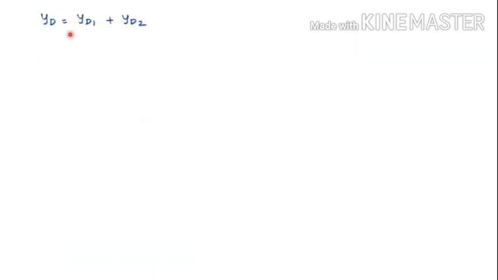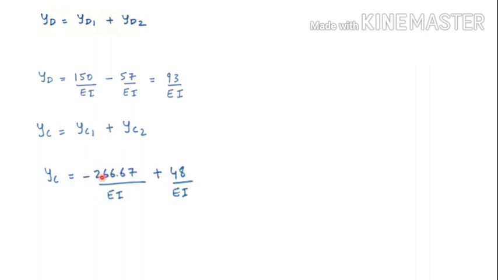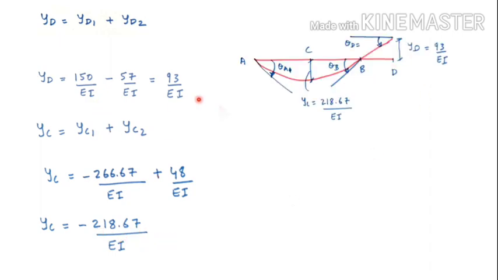Now we can find the ultimate or the net value of deflection at D, YD equals YD1 plus YD2. So YD1 150 by EI, this is upward above the datum, minus 57 by EI, this is YD2 below the datum. So the net deflection at joint D is 93 by EI. Similarly, you can find the net deflection at C. Okay, so net deflection at C is minus 218.67 divided by EI. You can see YD you are getting positive, so it is above the datum, and YC you are getting negative, it is below the datum.